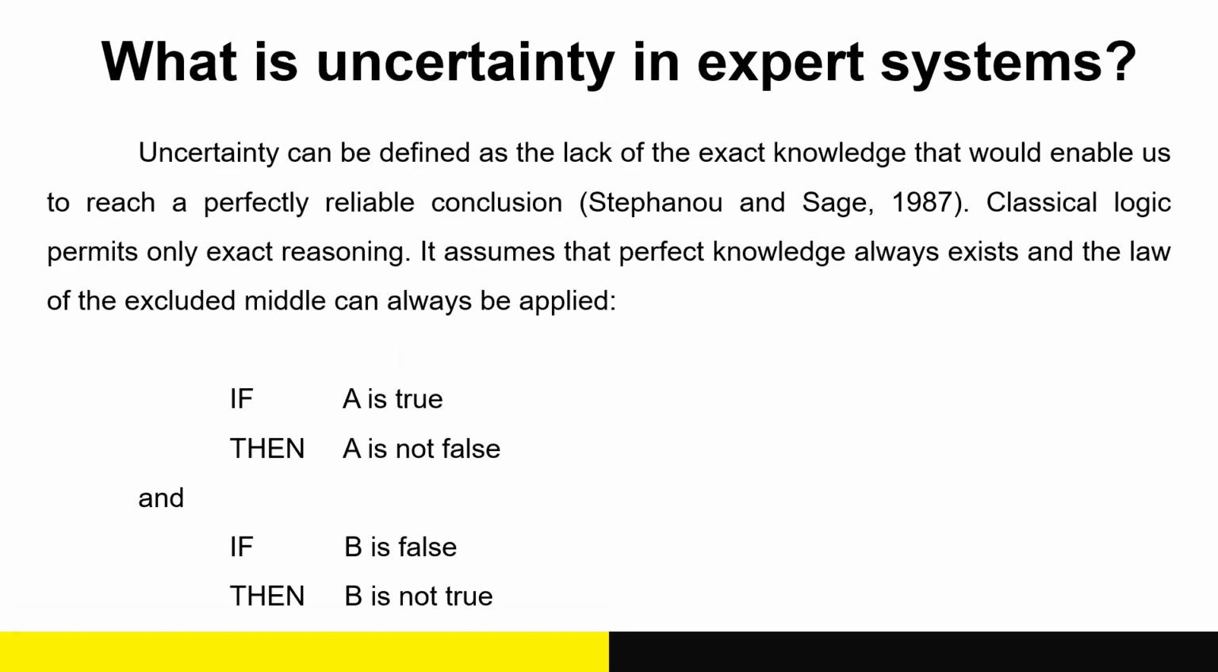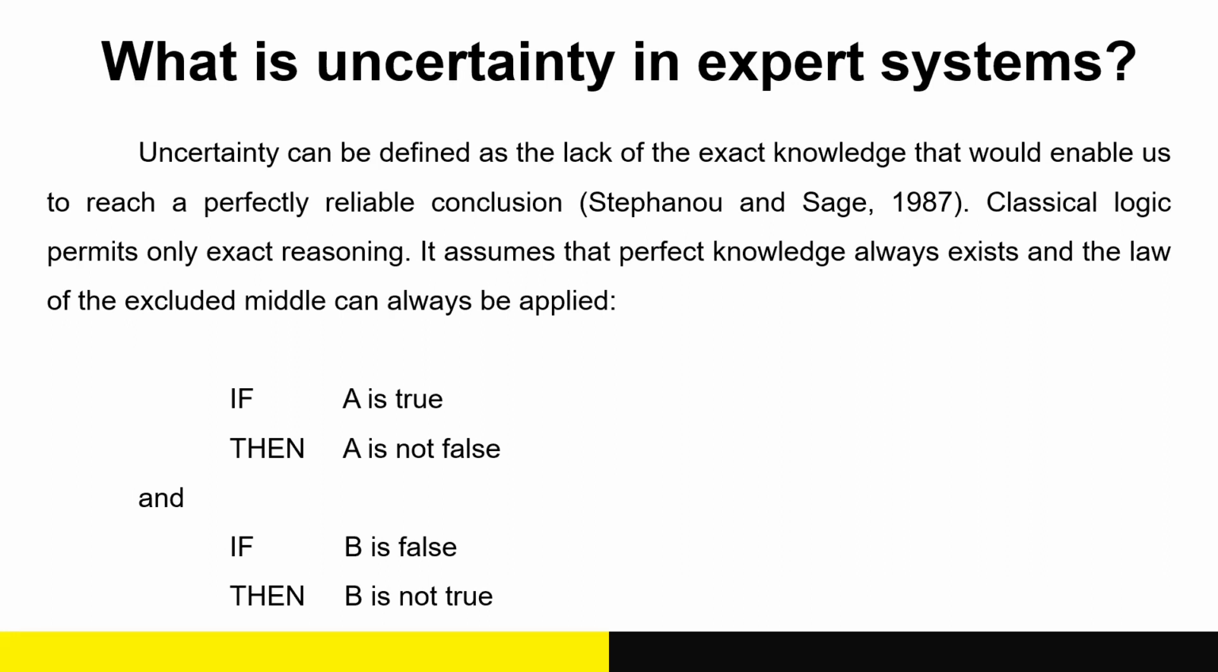What is uncertainty in expert systems? Uncertainty can be defined as the lack of the exact knowledge that would enable us to reach a perfectly reliable conclusion, according to Stefano and Sage 1987. So basically, uncertainty refers to a situation where we don't have complete information. So if we are uncertain, then we are not entirely sure about the outcome or correctness of the decision.